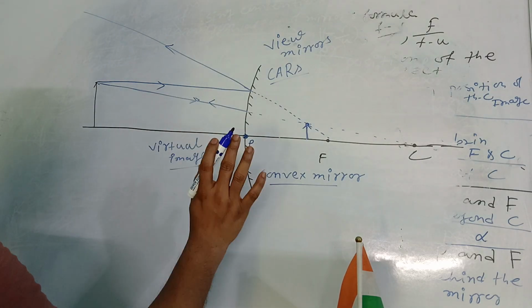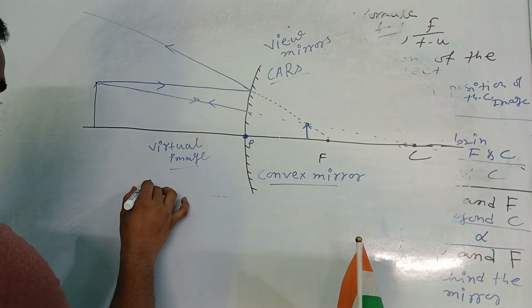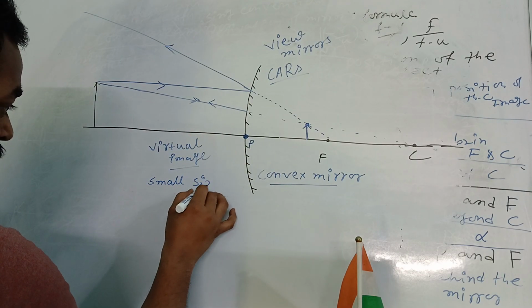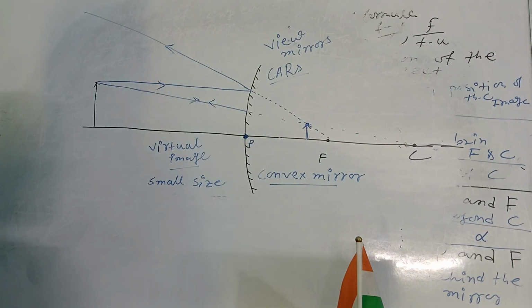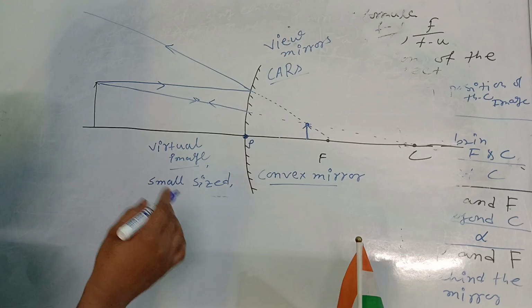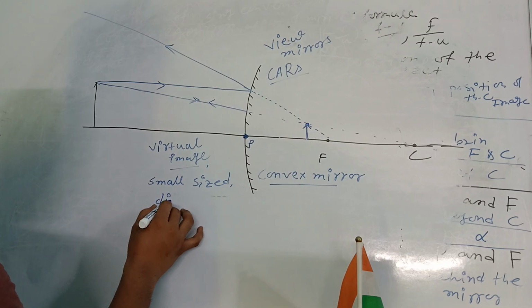The image is virtual. Then you can write small sized, or you can write diminished.